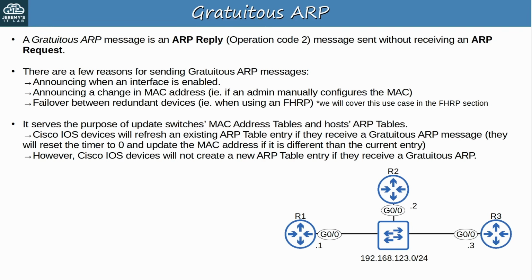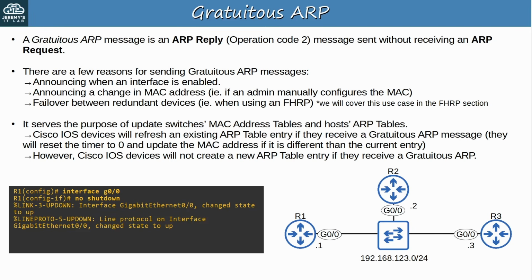Let's look at one example of gratuitous ARP. In this example, R1's G0/0 interface is currently disabled. I use no shutdown on the interface to enable it, and notice the log messages indicating that it is now up. So, R1 sends a gratuitous ARP message.